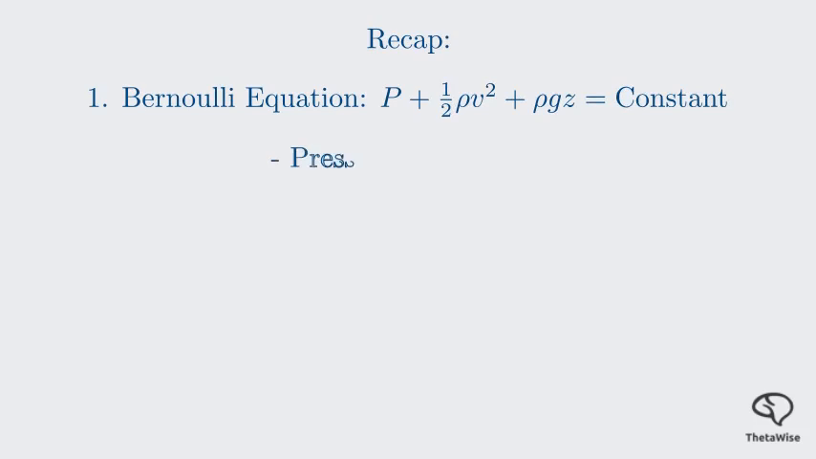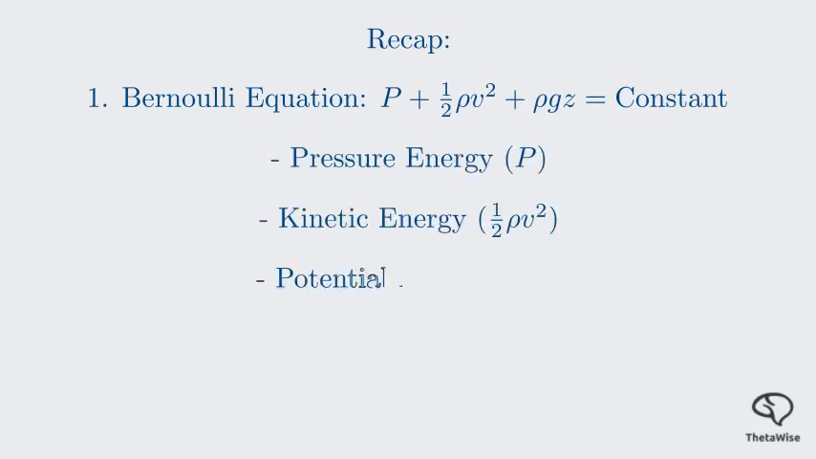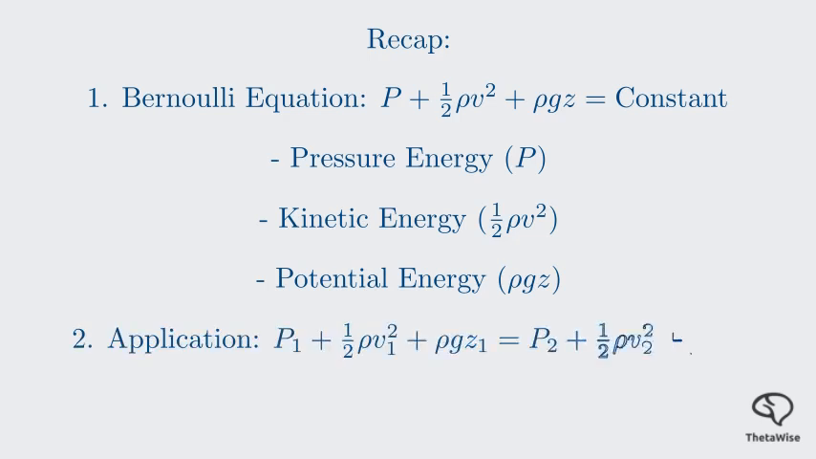Let's quickly recap what we've learned today. We started with the Bernoulli equation, which is a statement of energy conservation for an ideal fluid. We broke it down into its 3 main terms: pressure energy, kinetic energy, and potential energy. We saw how to apply it between 2 points in a flow, and we worked through an example of the Venturi effect, where pressure drops as velocity increases.